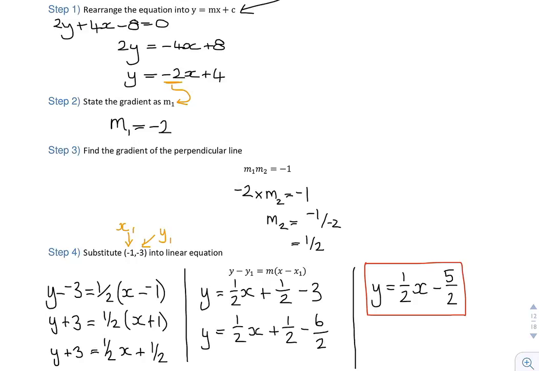This is the equation of the line perpendicular to the original equation we were given.